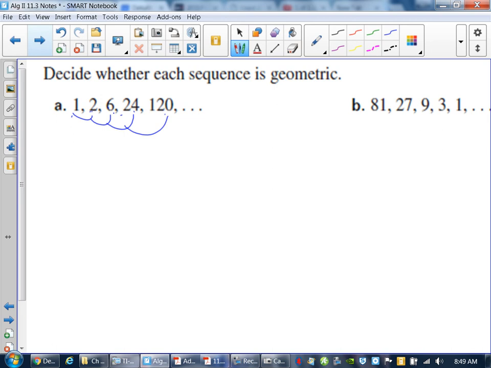81, 27, 27 to 9, 9 to 3, 3 to 1. What's happening each time? Divide by 3, multiplying by 1/3. Each consecutive term. So that's just another way of looking at it. There are still going to be ratios and whatnot, like that first one, 1, 2, 6, 24, 120, you'll be able to figure out the patterns, but it's not going to be a geometric sequence or a geometric series. Neither of those two formulas will work for that type. Just like I said, it's a lot of formula stuff, so we should just be happy about that.